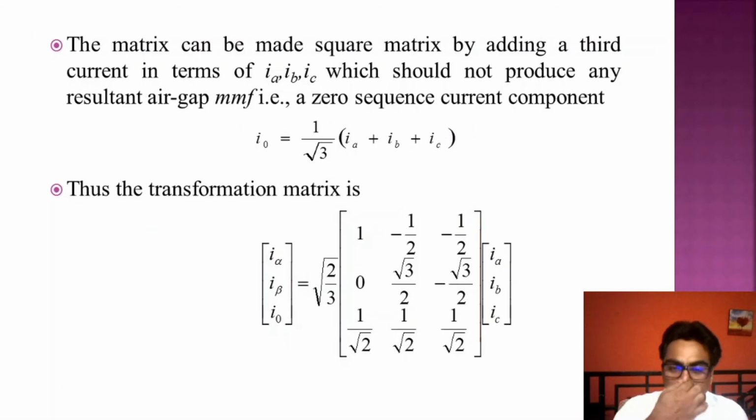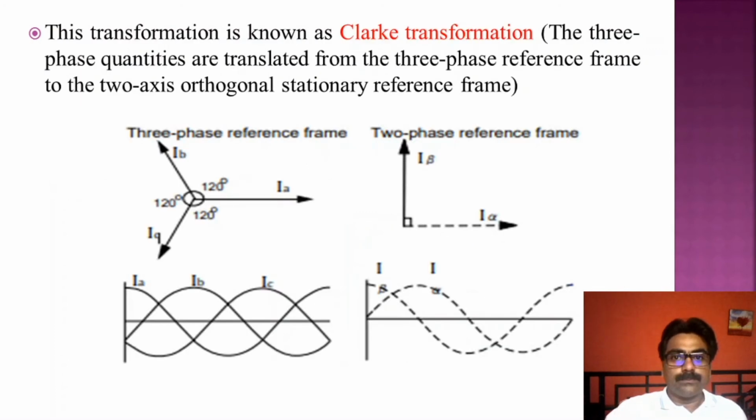The transformation which we have seen here is what we call the Clarke transformation. Right? Have a look at these diagrams. The three-phase reference frame is converted into a two-phase reference frame, where we have A, B, C currents. They are converted into two-phase currents, alpha and beta.